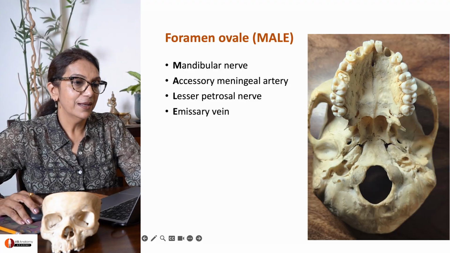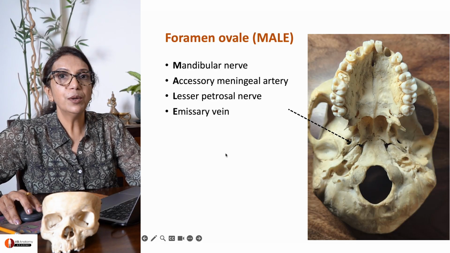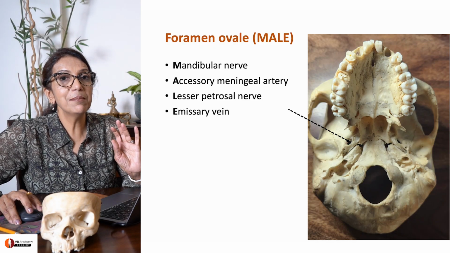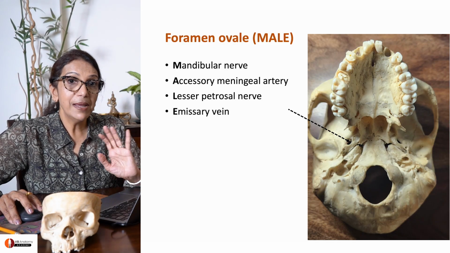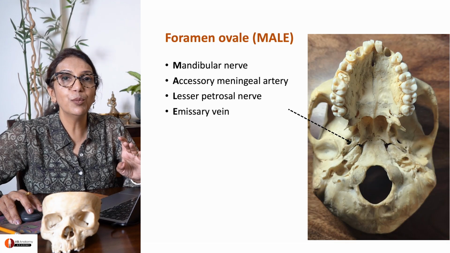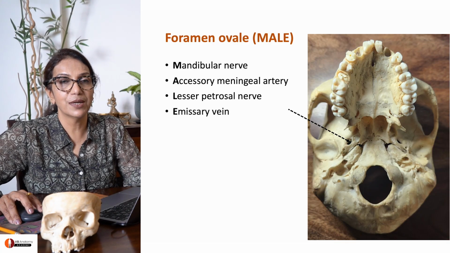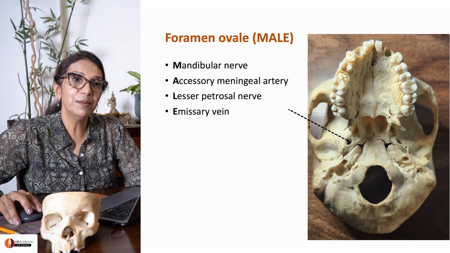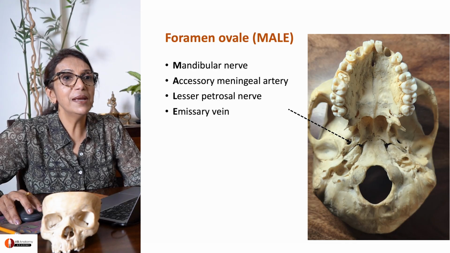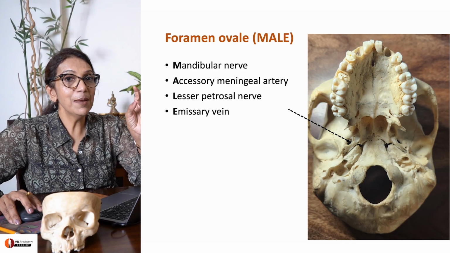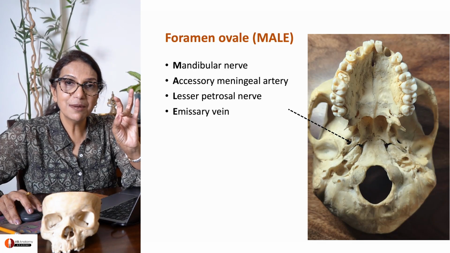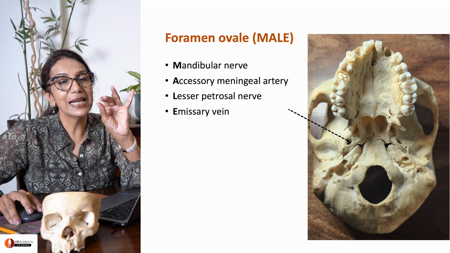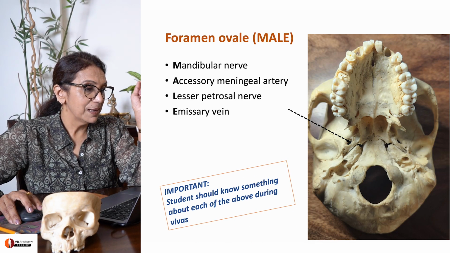So, foramen ovale is over here. What passes through it? M-A-L-E. My warning to all of you, do not say male passes through it. Male is the fantastic mnemonic you have of structures that pass through it. Most of the time, students in Viva say, what passes through foramen ovale, madam? The answer by the student is male, ma'am. That's not the answer. M for mandibular nerve, A for accessory meningeal artery, L for lesser petrosal nerve, E for emissary vein. M-A-L-E.